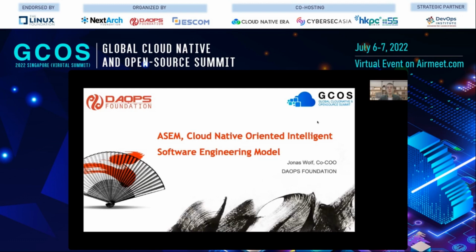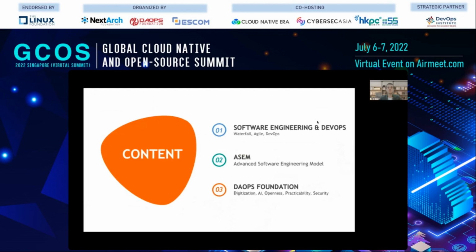Today, we are sharing about ASEM, our cloud-native oriented intelligent software engineering model. My name is Jonas, and I'm the Co-COO of the DAOOps Foundation. I start with giving you a brief overview of what we are looking at. We're starting by looking at software engineering and DevOps, the history and how far we have come, introducing our advanced software engineering model, ASEM, and giving you a bit more information about the DAOOps Foundation. For those curious, DAOOps stands for digitization, AI, openness, practicability, and of course, security.